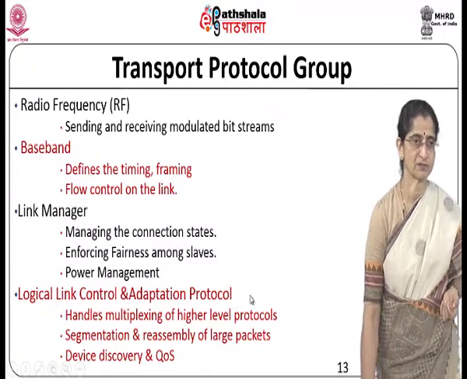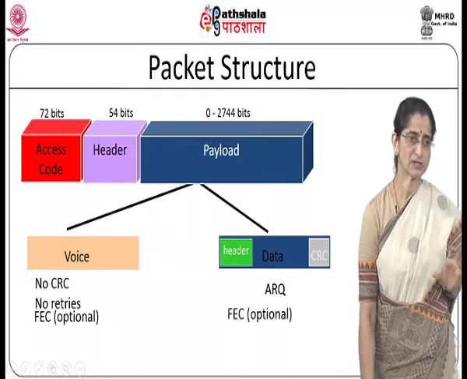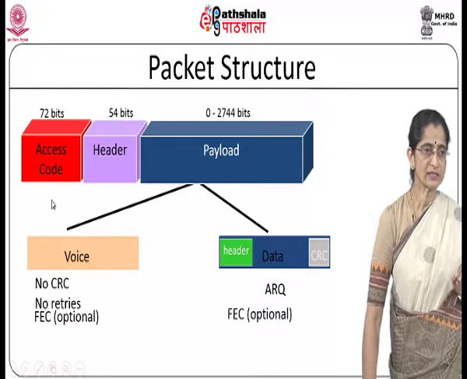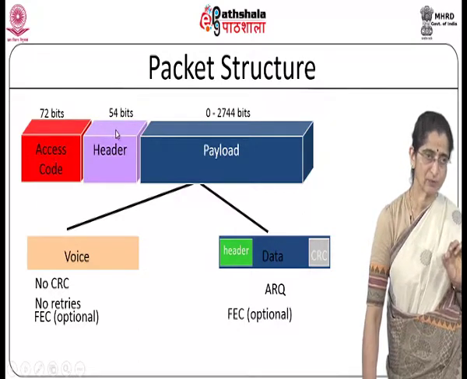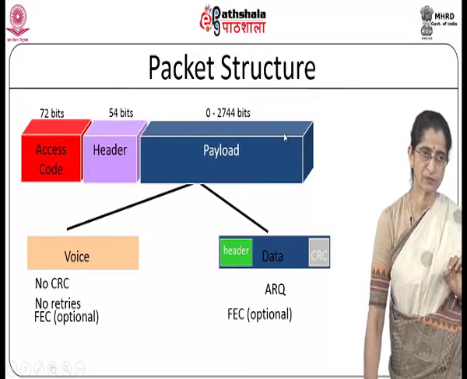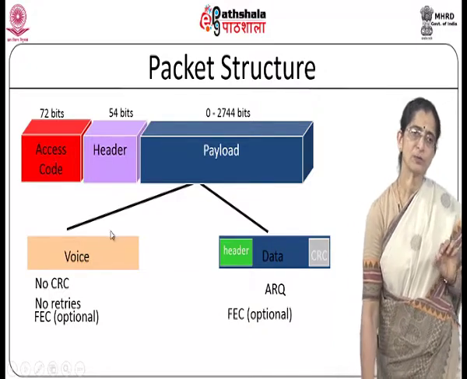If you look at the packet structure, each packet is a small packet. It starts off with a 72-bit access code, then you have 54 bits of header, followed by a payload. The size of the payload is variable from 0 to 2744 bits. This payload could be used to carry voice.